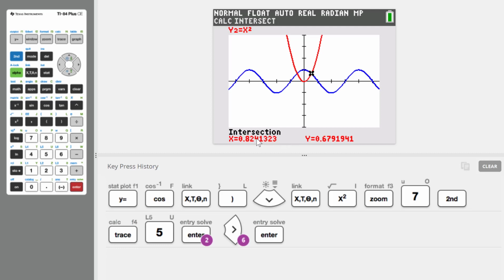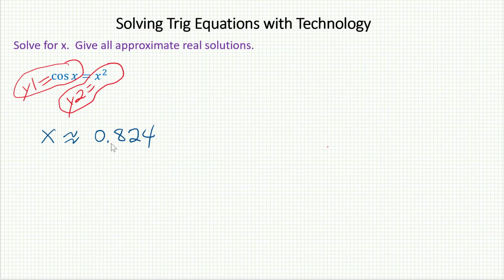Now, I've got both the x and y coordinate here. From the standpoint of my equation, though, all I'm interested in is the x value. And so x is about 0.824. All we're saying here is that if you took that x value and plugged it into the original equation, you'll get the same answer on both sides. We know that because the graphs match at that spot.